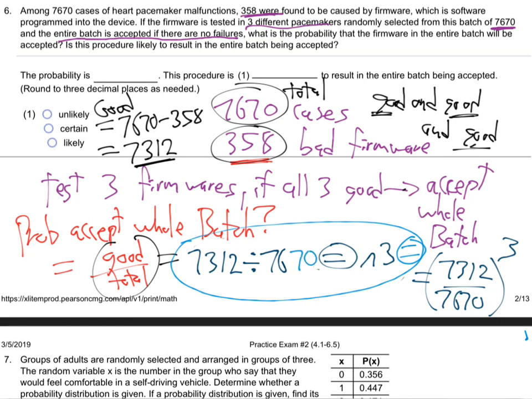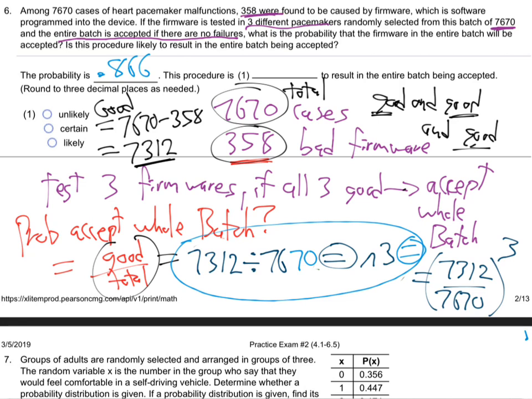So 7312 divided by 7670 equals, that gives that whole decimal. You get a decimal then, right? And then to the power of third equals, and you'll get your answer. Somebody got it? Nobody get it? 7312 divided by 7670 to the third. Yeah, 0.866? 0.866. That's the chance they're going to accept that whole batch.